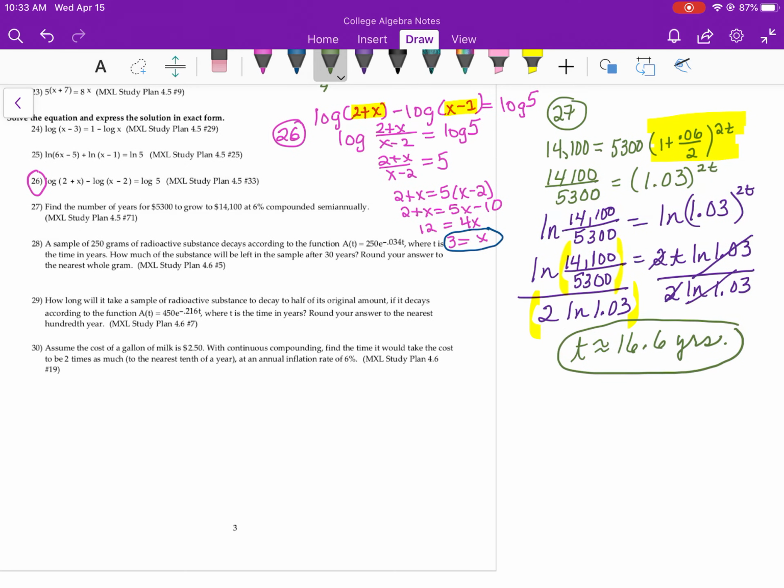Number 28, a sample of 250 grams of a radioactive substance decays according to this function, where t is the time in years. How much of the substance will be left after 30 years? So you're just finding A of 30. And so that goes straight into your calculator. Again, you guys are going to have to watch and get parentheses in there like you need. And that's roughly 90 grams.